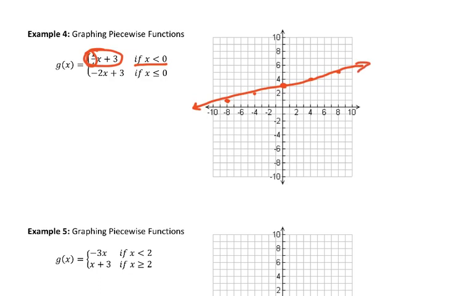Now I'm going to restrict it to x's that are less than 0. So x's that are less than 0 are over here, and you'll also know that 0 is not included, so I needed to erase that 0 point and make an open circle.